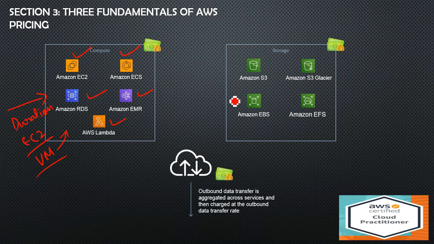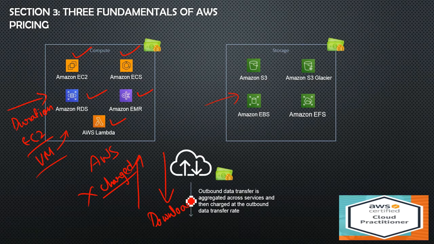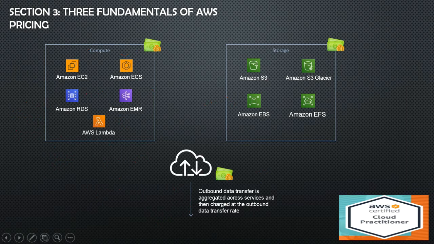And if you are running any storage service, you will be paying for the data too, right? But the catch here is the upload. The data that you upload to AWS is not charged. Okay, not charged. So you don't need to pay for what you upload, but for the data that you are pulling from AWS services or downloading, you have to pay. That is what is written over here: outbound data transfer is aggregated across services and then charged at the outbound data transfer rate. So you need to remember that. Let's move on to the next slide.